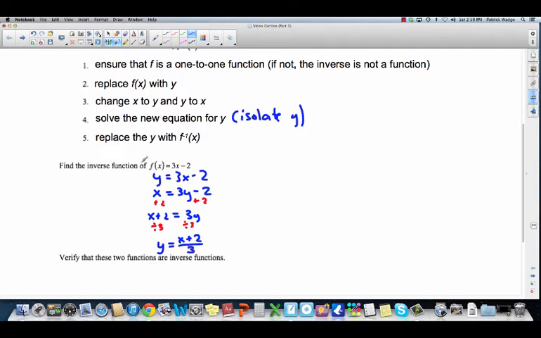Okay, last step, replace the y with f inverse of x. So again, it's as easy as it sounds. You just take this y and you replace it with f inverse of x equals the same thing on this side, x plus 2 over 3. And we're done. We found the inverse. So what this is saying is, whatever number you plug into f of x here, if you were to plug the output number into here, you'd go back to the input again.